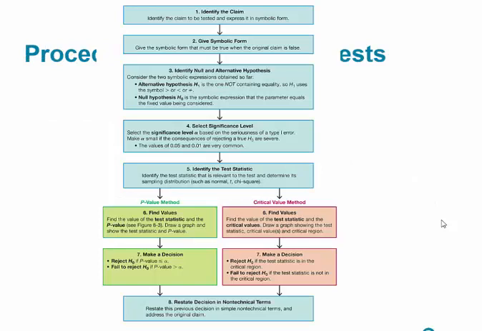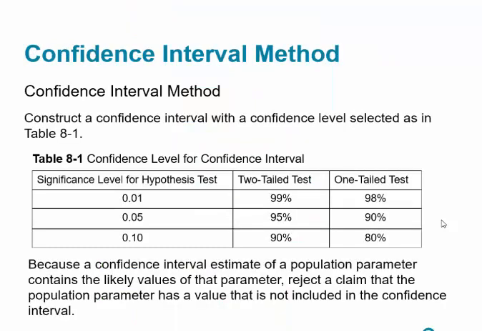Now, here's the 5-step procedure. Now, I know they have it here as 7 steps, but I'm going to show you how to do this. Actually, they have it in 8 steps. We're going to show you how to do this in 5 steps. First thing is we identify the claim, give the symbolic form, identify the null and alternative hypotheses, select the significance level, identify the test statistic. We either use the p-value method or the critical value method, right? You find the values, you make a decision, either one that you use, and then we restate the decision in non-technical terms.